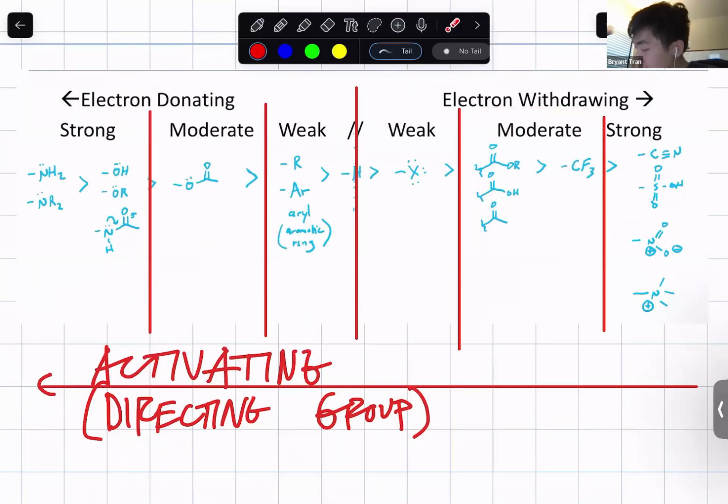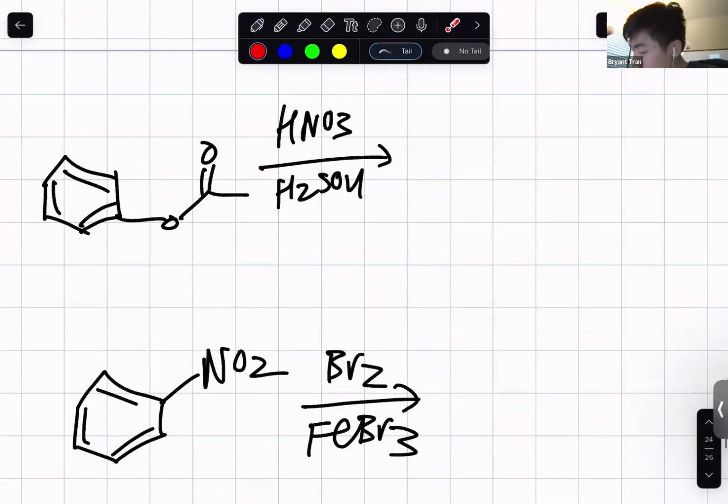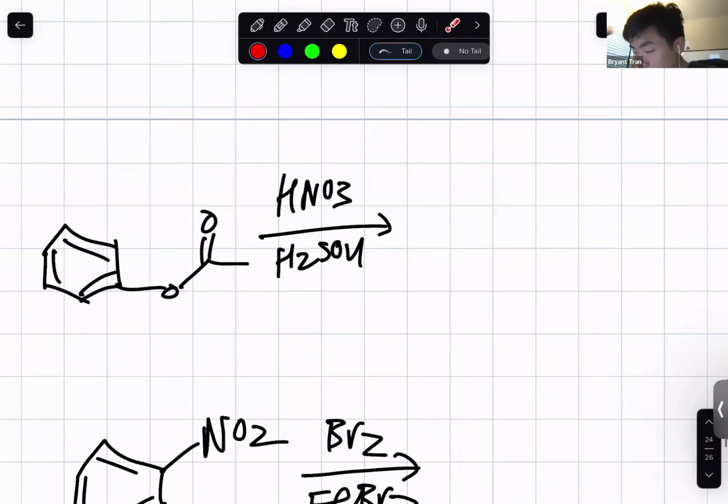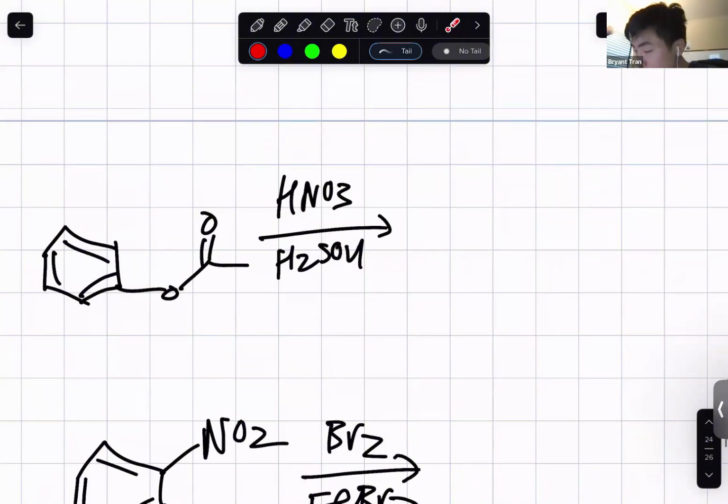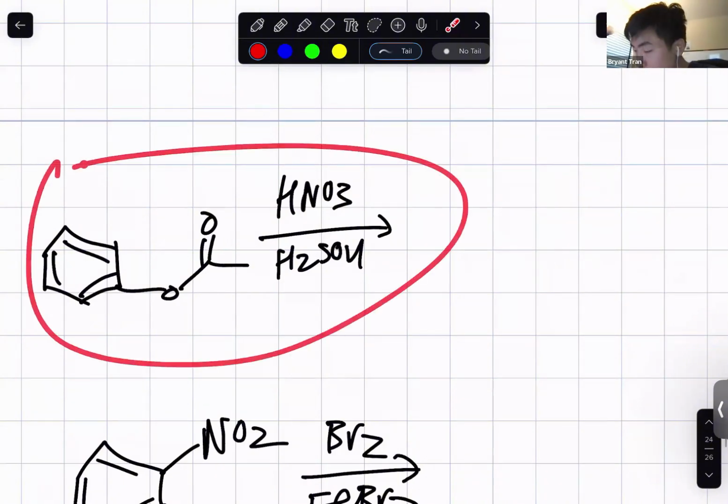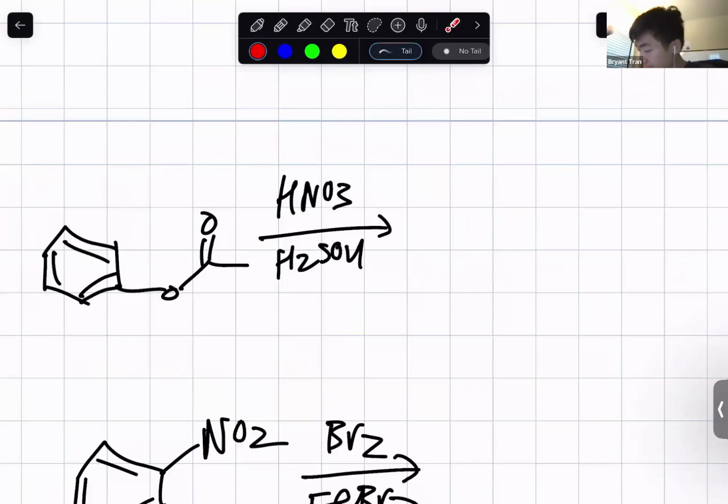Okay. Now let's take a look at the first problem here. How would you guys approach this problem here? And then I'll look at the next reactions here. Multiple directing groups. Okay.